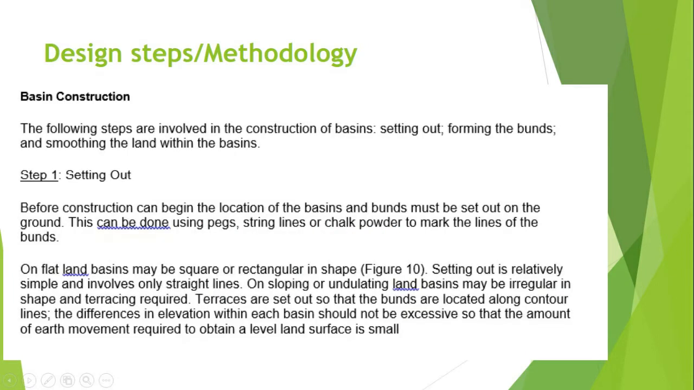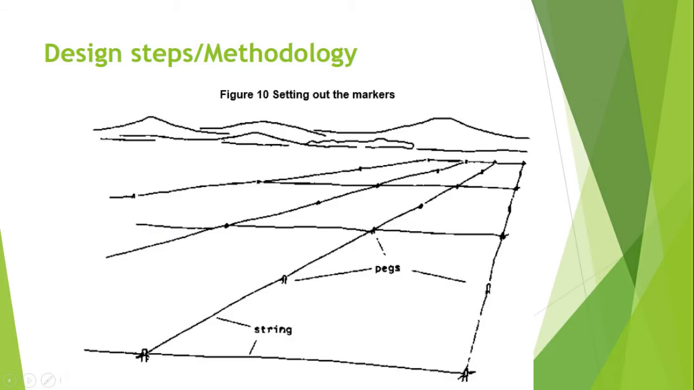The following steps are involved in the construction of basins. First is setting out, second is forming the bunds, and last is smoothing the land within the basins. Step 1. Setting out. Before construction can begin, the location of the basins and bunds must be set out on the ground. This can be done using pegs, string lines, or chalk powder to mark the lines of the bunds. As you can see in the figure, setting out is relatively simple and involves only straight lines.